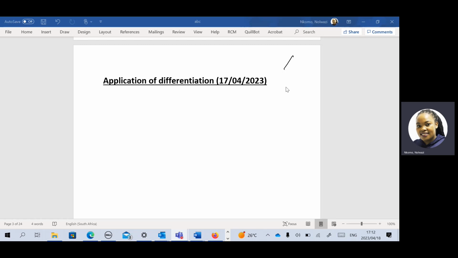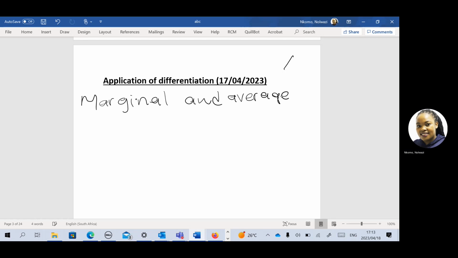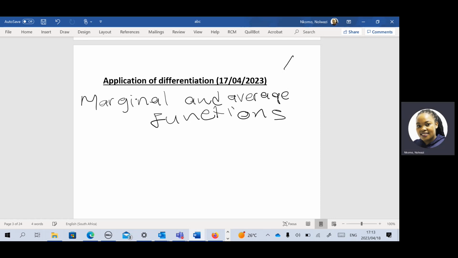Okay, starting from the marginal revenue and average functions.